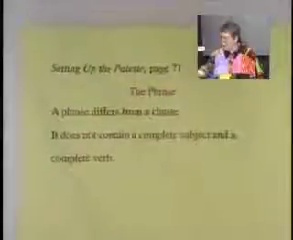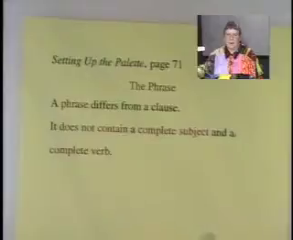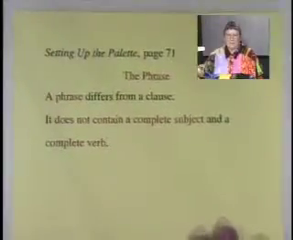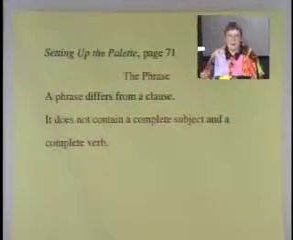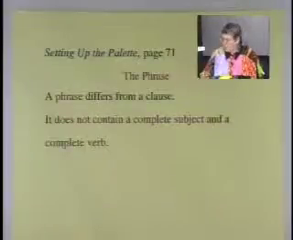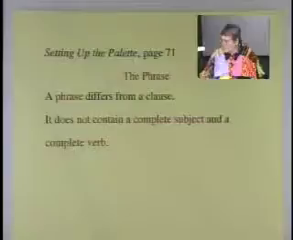Okay? So I want to switch gears completely, and I want to go back to the palette book, and I want to go to page 71, and I want to start to take a look at the phrase. And at the moment, any phrase. Because even though there are 4 different types of phrases that we're going to master in this review session, we're going to take them one at a time, and they all answer to this particular definition.